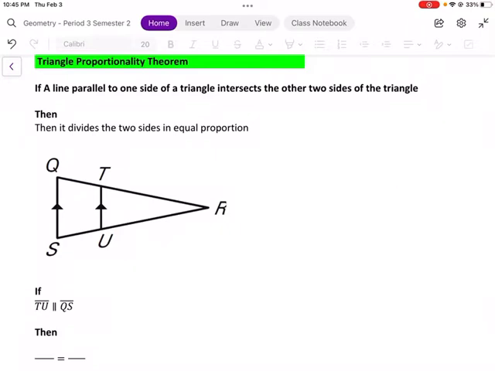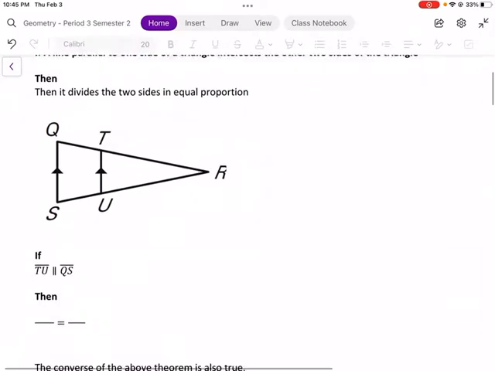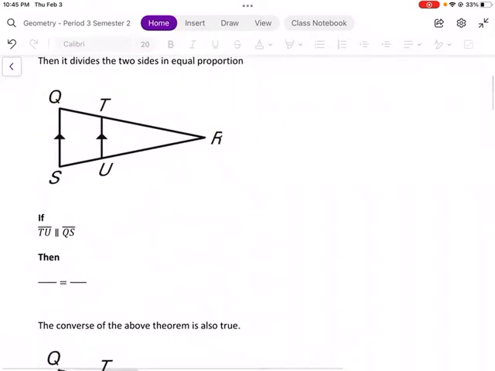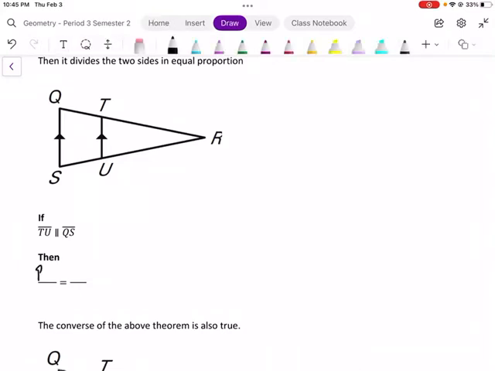So the triangle proportionality theorem is: if a line parallel to one side of the triangle intersects the other two sides of the triangle, then it divides those two sections into equal proportions. So basically what that means is RT over QT is equal to RU over SU. So an example, we could have 10 over 5 and 12 over 6.